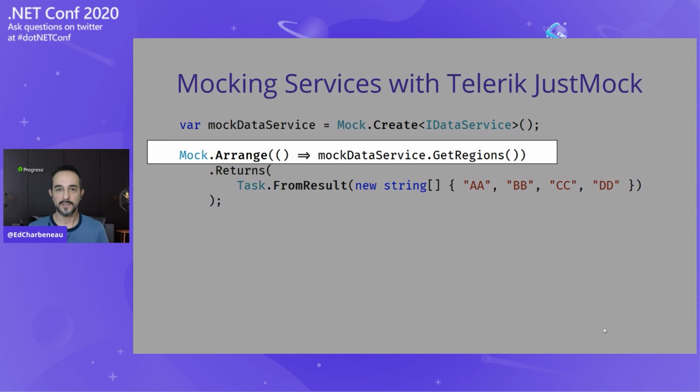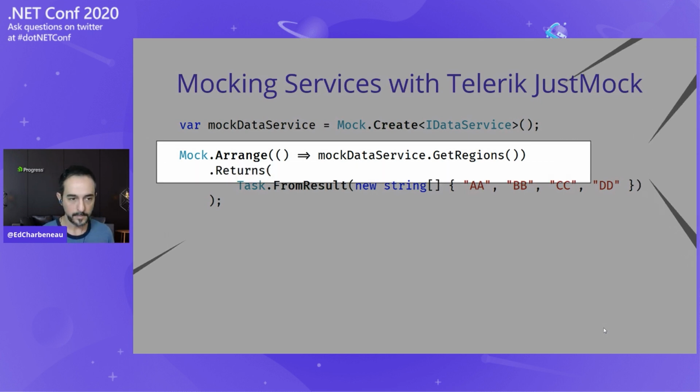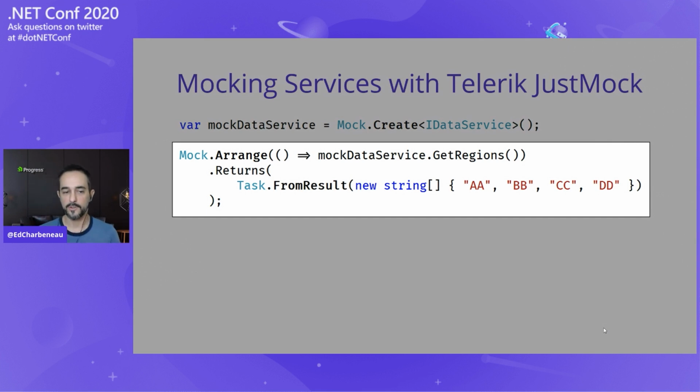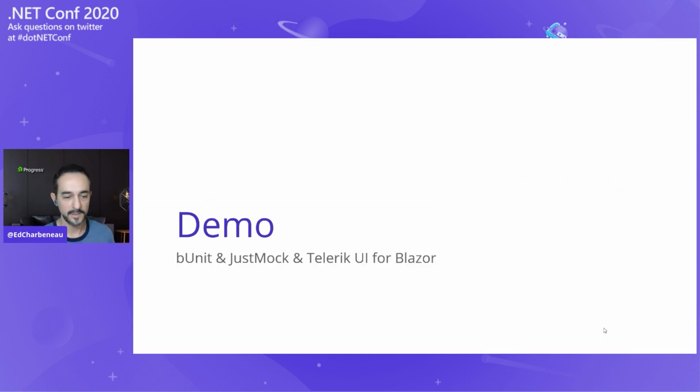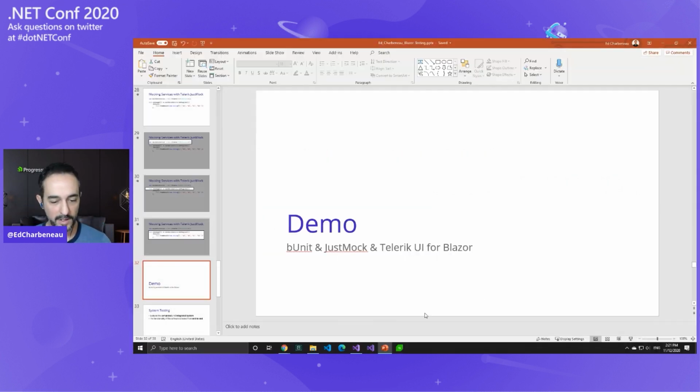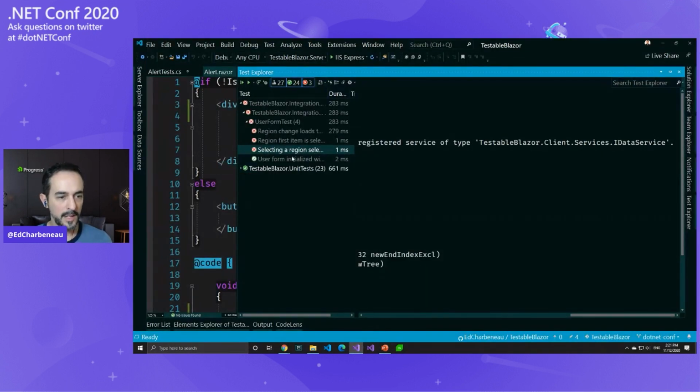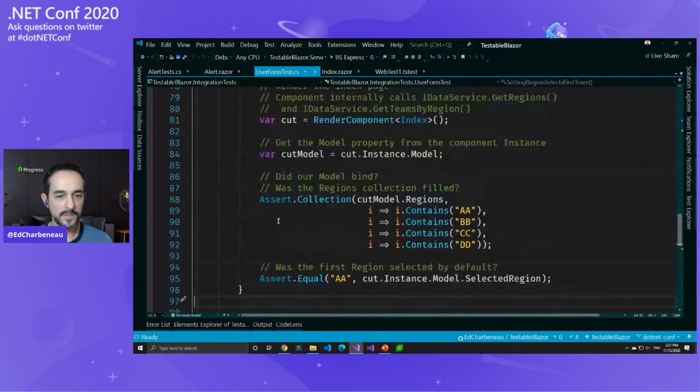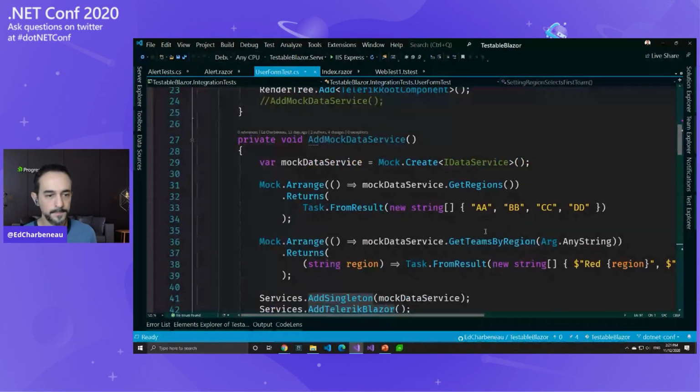Once we have that instance, we can even define how we want the methods on that instance to behave. So I'm going to take my mock data service, and I know my component calls the GetRegions method. And I'm going to tell that GetRegions method to pass back a static list of items instead of going out to the web or maybe a database or something like that and pulling in data there. So let's look back at our demo and go over to our unit test and see what we have.